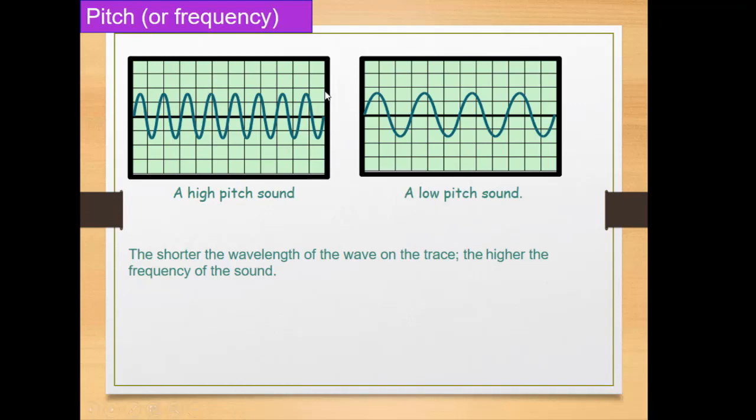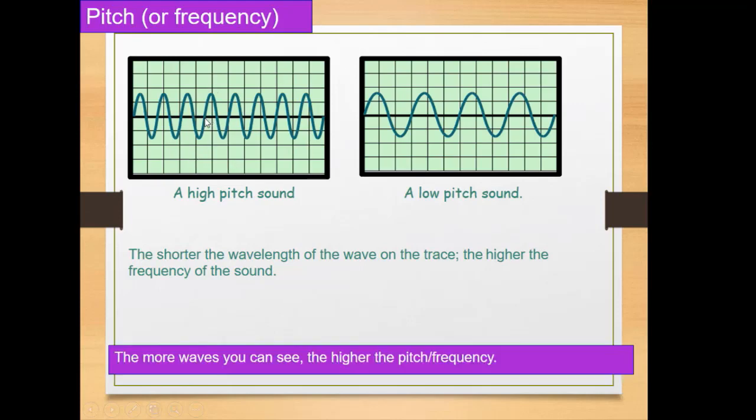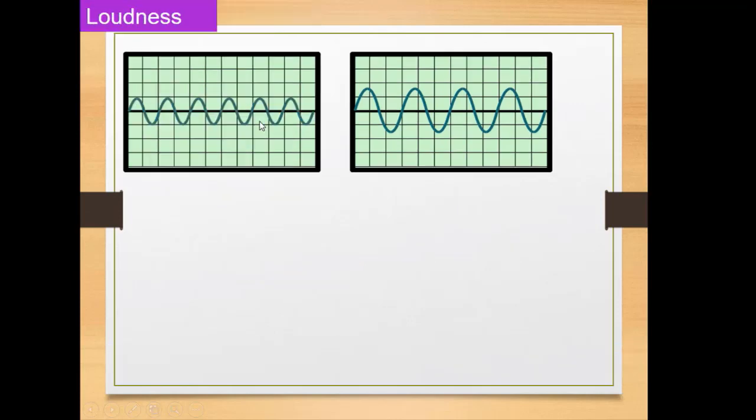You can also describe it with the help of wavelength. For example, the shorter the wavelength of the wave on the trace, the higher the frequency of that sound wave. And you can see here the wavelength is very long, so you are going to get a very low frequency of your sound wave. So this is a low pitch sound wave and this is a high pitch sound wave. The more waves you can see, the higher the pitch of your sound wave. Fine. Another feature that I am going to describe is loudness.